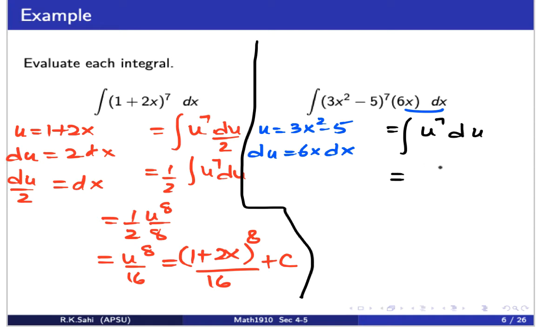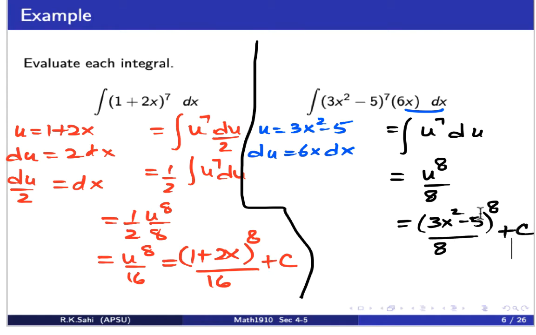So when you apply the integral rules, it's u to the power 8 over 8. Remember, the final answer has to be in terms of the original variable. U was 3x squared minus 5, so the answer is (3x squared minus 5) to the power 8 over 8. Remember, it's an indefinite integral, so you put a C. Now we're going to increase the intensity of these composite functions.